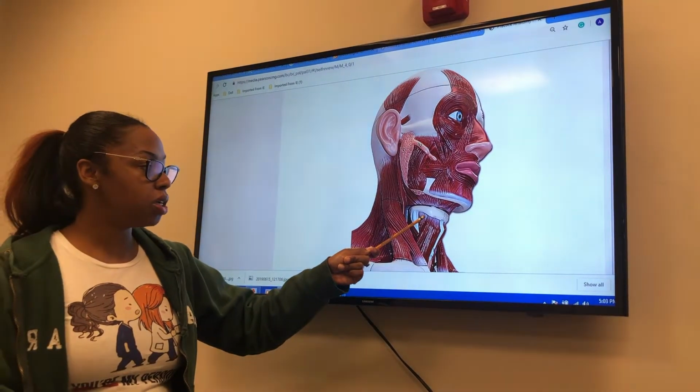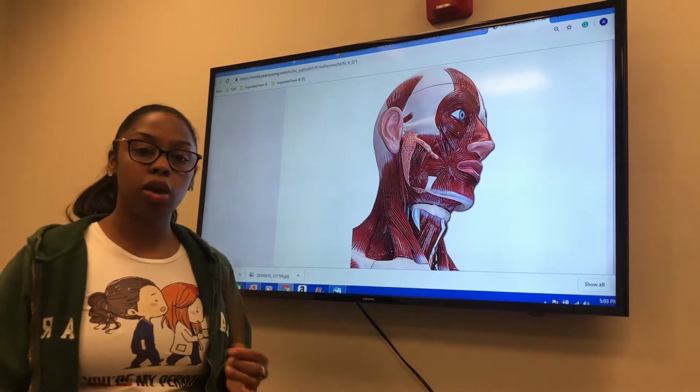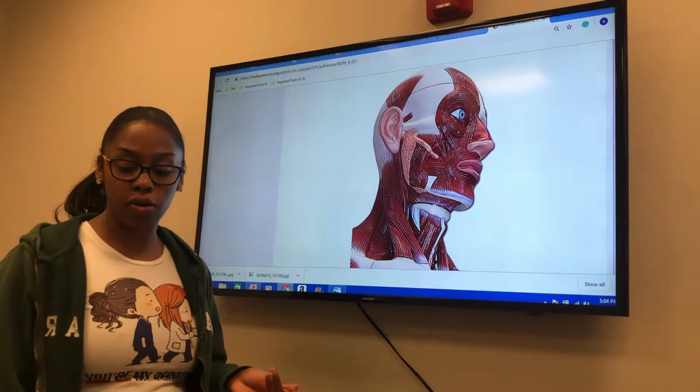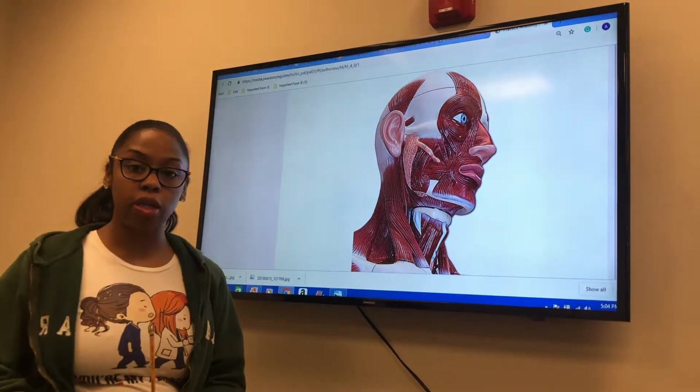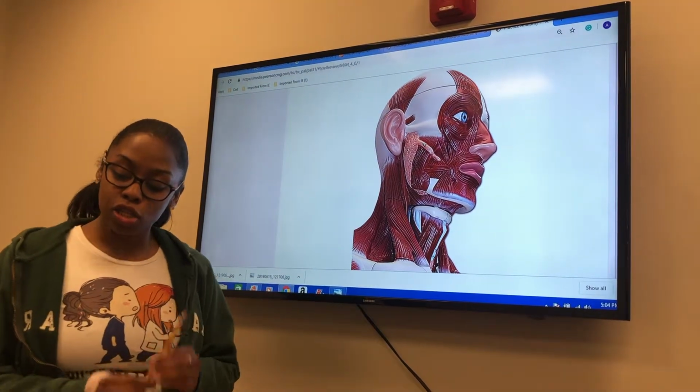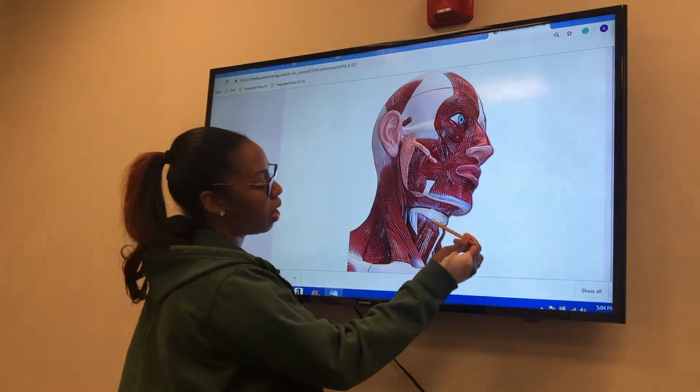Its action is to elevate the larynx. It has an innervation of the C1 nerve, and its origin is the oblique line of the lamina, and its insertion is the inferior body of the hyoid bone.